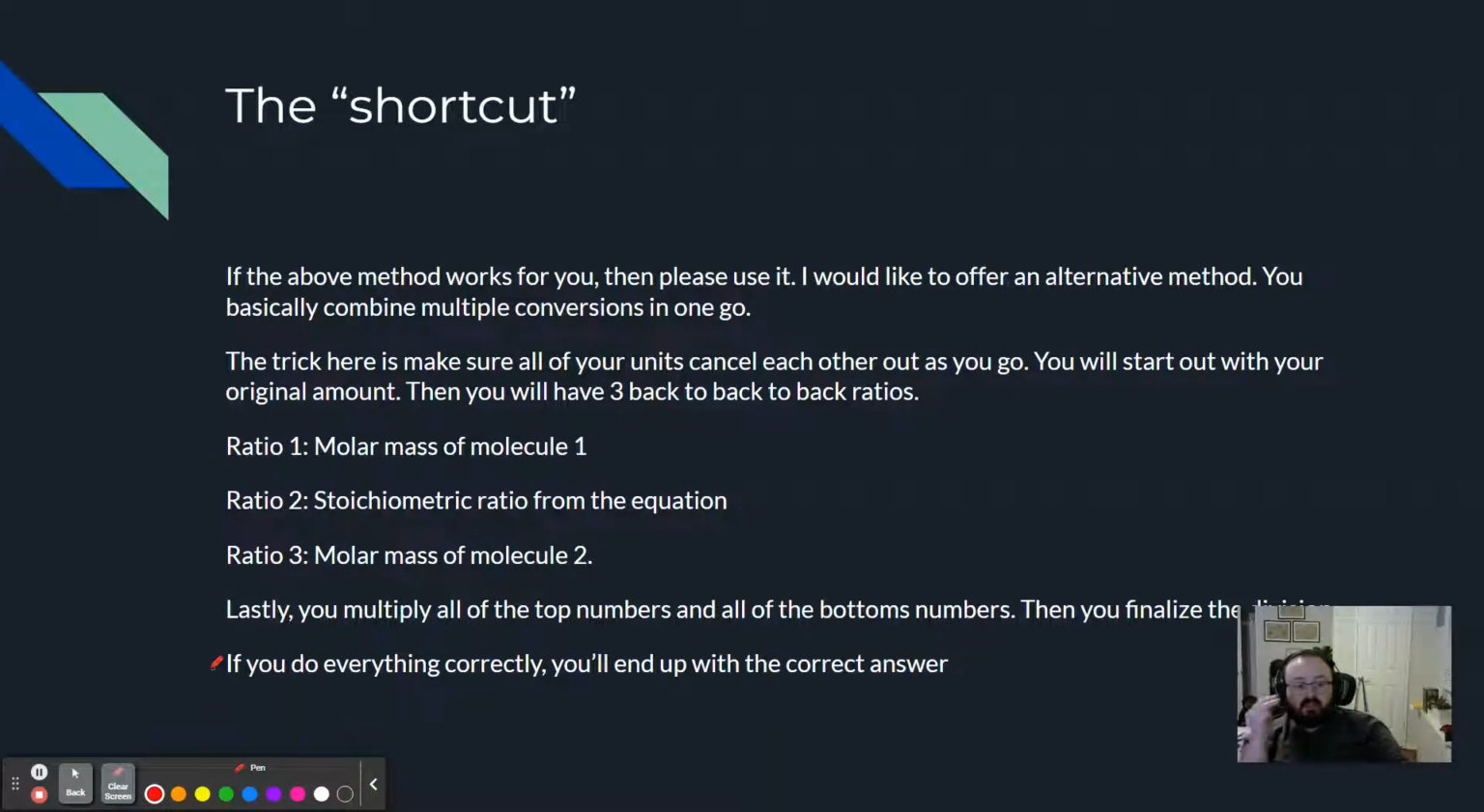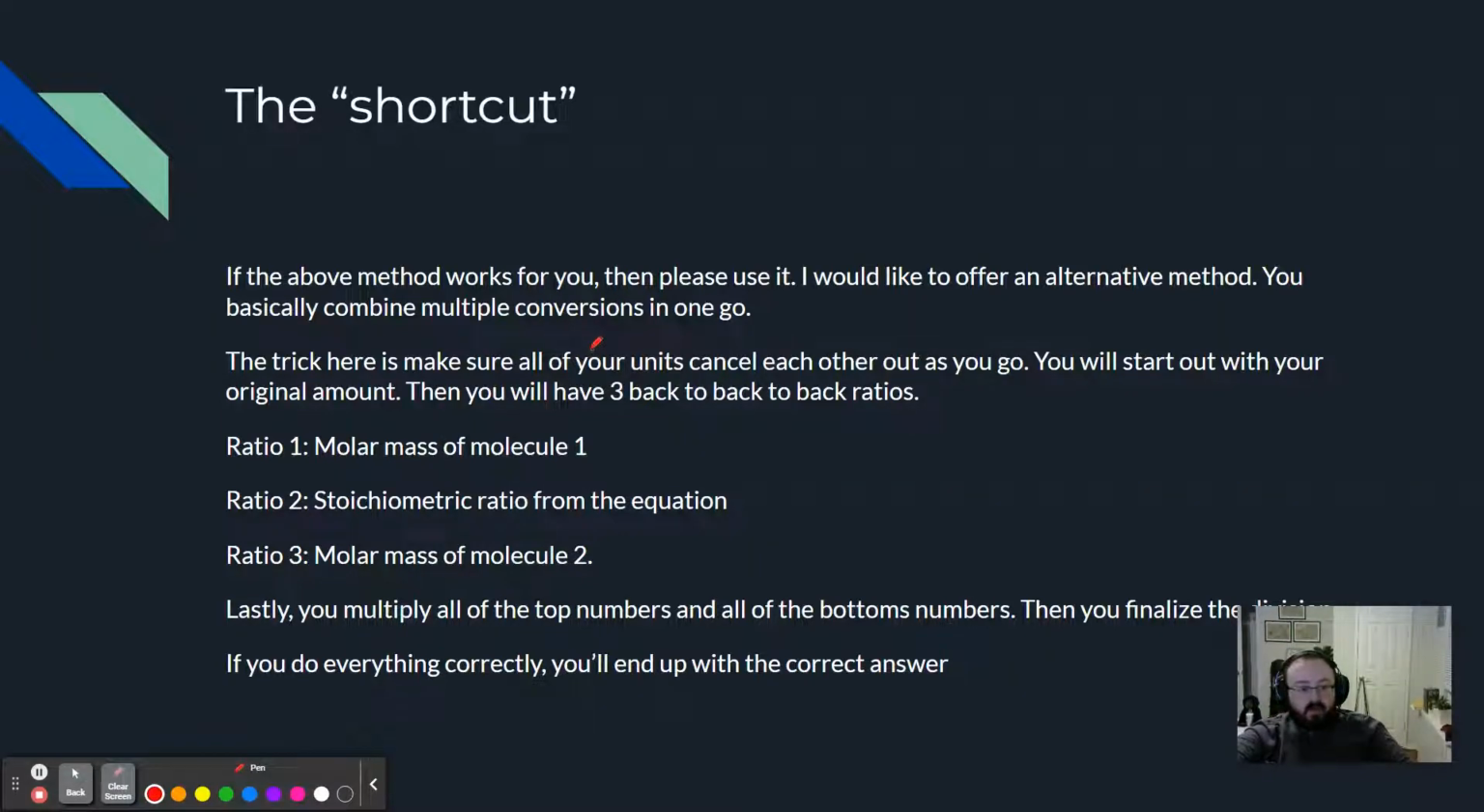You are still going to need to know those 3 ratios. The 3 ratios that you're going to be multiplying: first you're going to start with whatever information I give you, the original amount. That first ratio, the molar mass of molecule 1, that is a ratio. Ratio number 2 is the stoichiometric ratio. This is what comes from the equation. Ratio 3 is the molar mass of molecule 2. Another ratio. Then you multiply all the top and all the bottom numbers, and then you can simplify. And you end up with the correct answer.